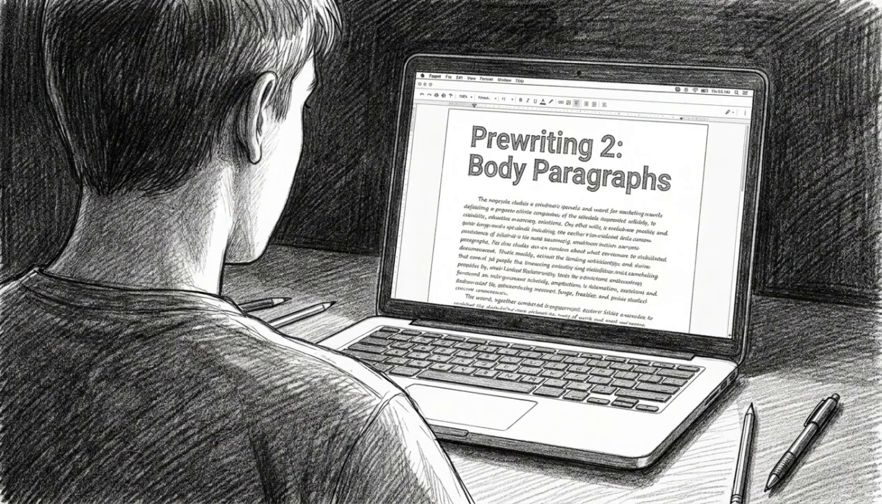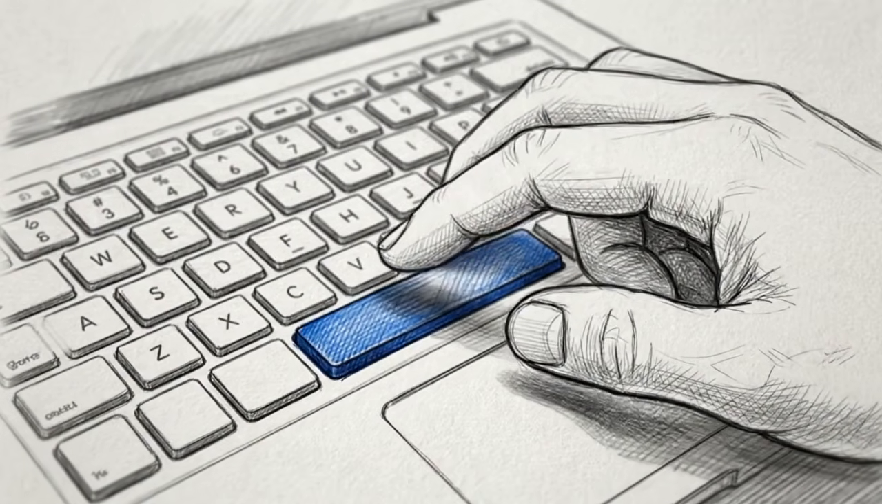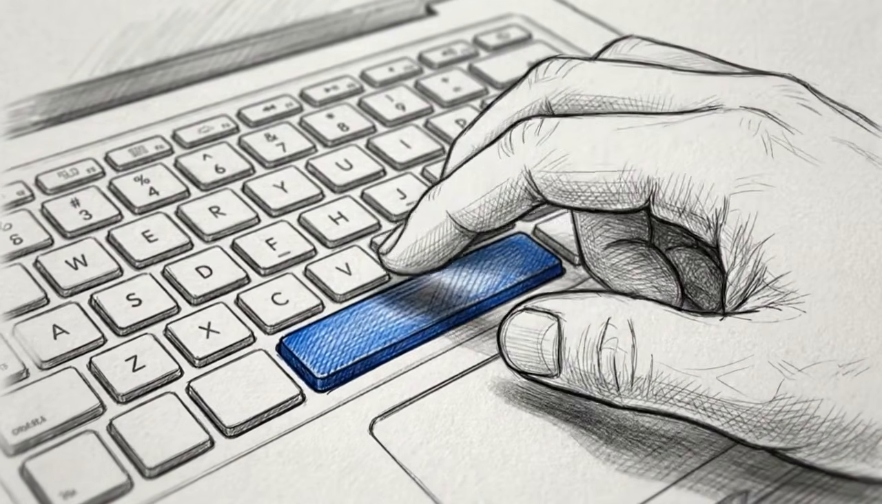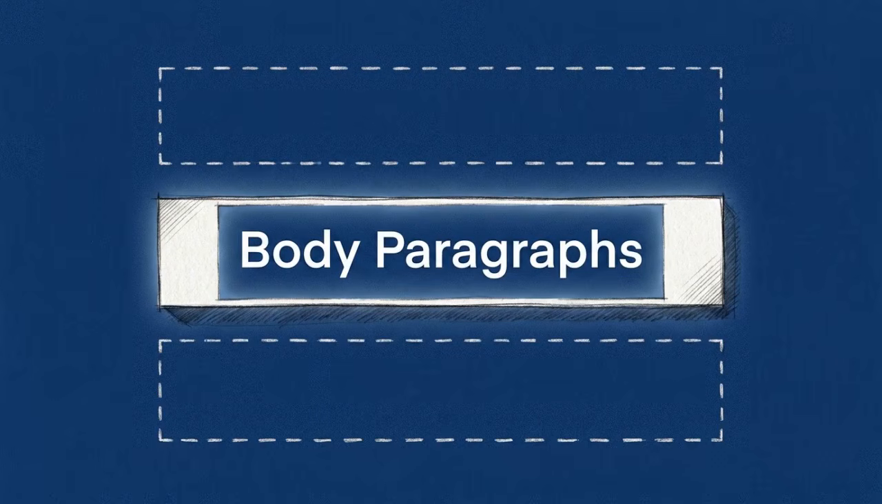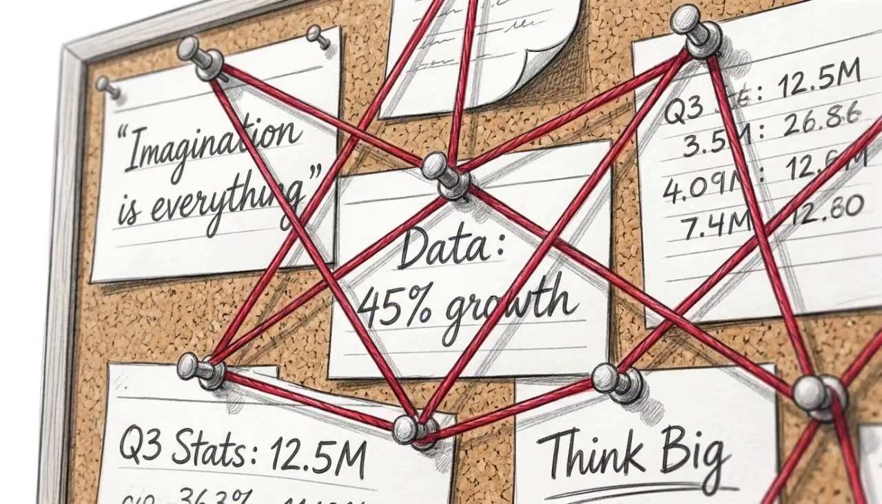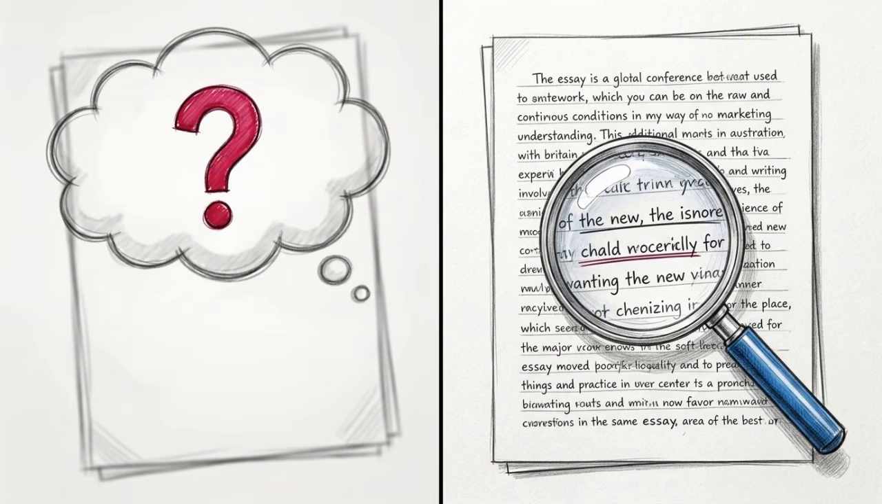To do this, you need to have your drafted body paragraphs from pre-writing 2 open and ready. If you don't have those finished yet, pause this video, complete that step, and return when you're ready. Starting with the body of your essay makes crafting the beginning and the end much easier. Because you already know exactly what evidence you are presenting, your introduction and conclusion will accurately reflect your actual research, rather than what you thought you might write about.